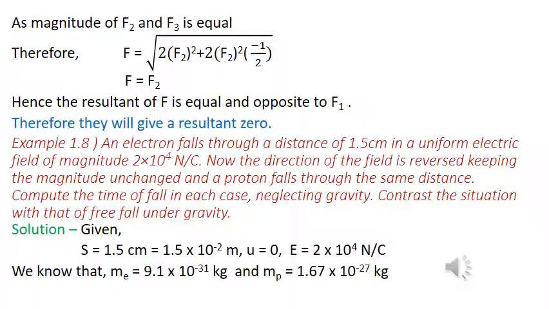So the initial velocity is 0. No force is acting initially, so we can say that it is falling from rest. The electric field intensity is 2 into 10 to the power 4 Newton per Coulomb. And we know that the electron and the proton have masses 9.1 into 10 to the power minus 31 kilogram and 1.6 into 10 to the power minus 27 kilogram respectively.